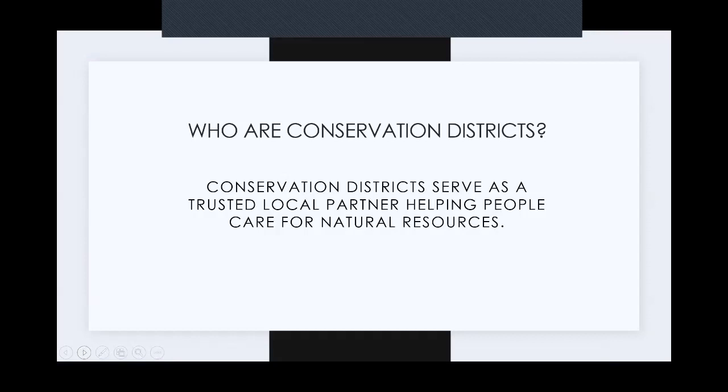Conservation districts are set up by law under 76-15-101 through 114, and that law covers everything that a conservation district has the authority to do. And basically, if it's not there, you don't have the authority to do it. I'd like to say that all of the resources that are provided to a conservation district are provided to you by the legislature. The legislature giveth and the legislature taketh away.